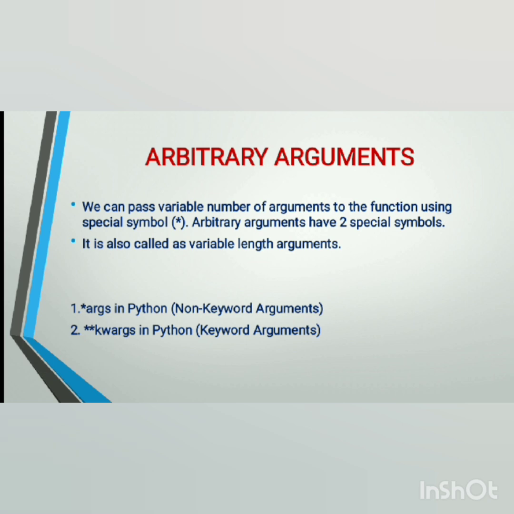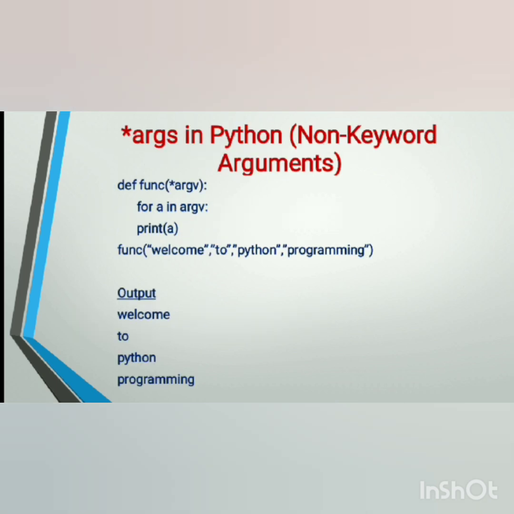So that's why you can use a single star. But in keyword arguments, you pass the value along with the argument name. That's why here you are using two stars. So we are using the star in two special kinds of ways. First one is non-keyword argument, second one is keyword argument. Let's see the concepts one by one. So this is non-keyword argument. Non-keyword arguments means you can use a single star. So see the example here.